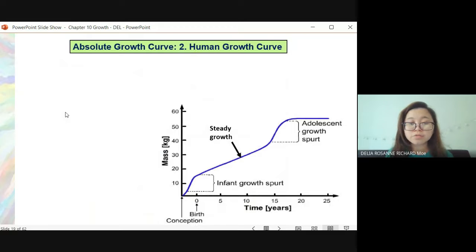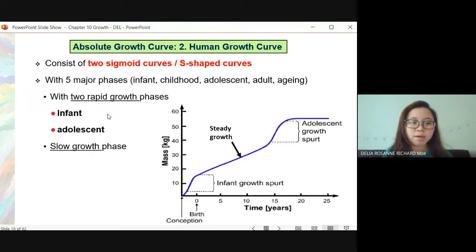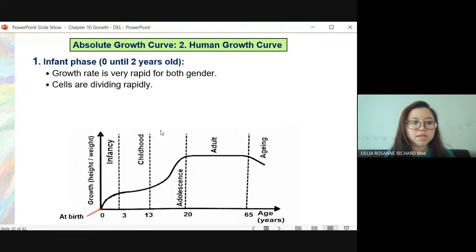And then the second curve that we learn about in 10.2 is the human growth curve. Ini adalah graf pembesaran manusia. Pembesaran manusia kita belajar pasal ada 5 fasa, 5 phases, infant which is baby time, childhood which is budak-budak time, adolescence, remaja time, baru mau up. Adult, which is what you're entering into now, you are learning to be adults, dewasa sudah, and aging, when you gradually grow old and you get ready to die. Okay, so those are the 5 phases.